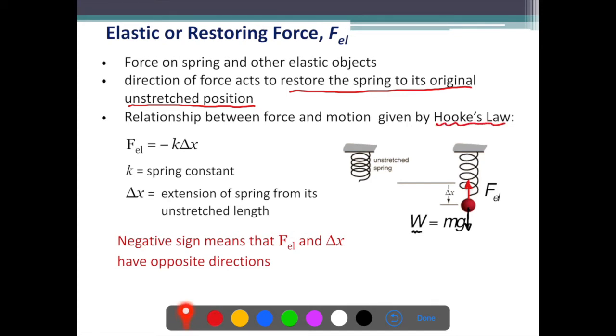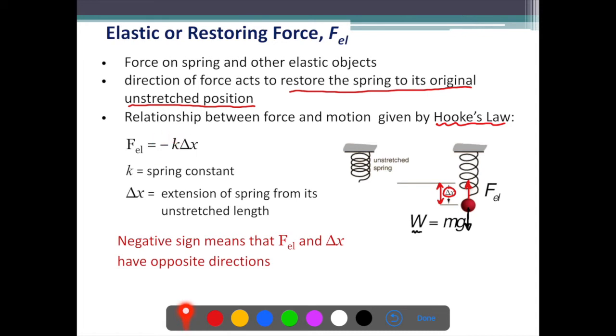So Hooke's law gives a relationship between the elastic force and the amount of stretch via this equation. K is called a spring constant, which is a property of the spring, of how easily the spring can stretch, and delta x is the amount of extension from its unstretched length. Right, so in this case here, this is your unstretched length. Once your spring stretches to that length, you have this amount of stretch, which is called delta x.